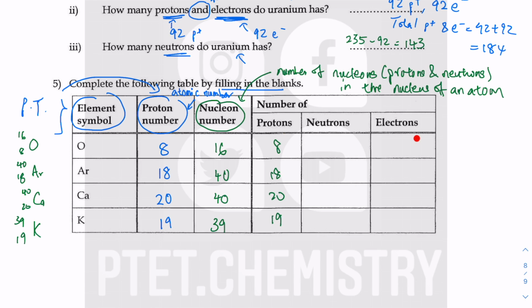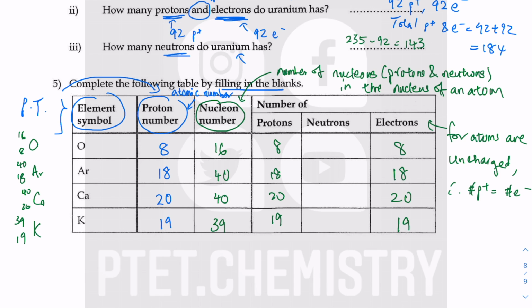The number of electrons in an atom: atoms are uncharged. Therefore, the number of protons must be equal to the number of electrons. Relative charge of +1, relative charge of -1. If you have 8 protons, you have 8 times +1. Therefore, you must have 8 times -1 as well. So you have 8, 18, 20, and 19.